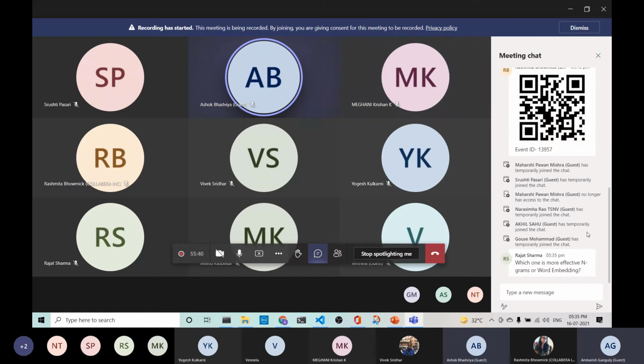Which one is more effective, engrams or word embedding? So word embedding is one technique which is taking care of the contextual knowledge, and it is a pre-trained model. These models were trained on a lot of text, so that contextual similarity is being used here, which makes it a little bit more attractive in this case. So I would say word embedding is better than engrams.